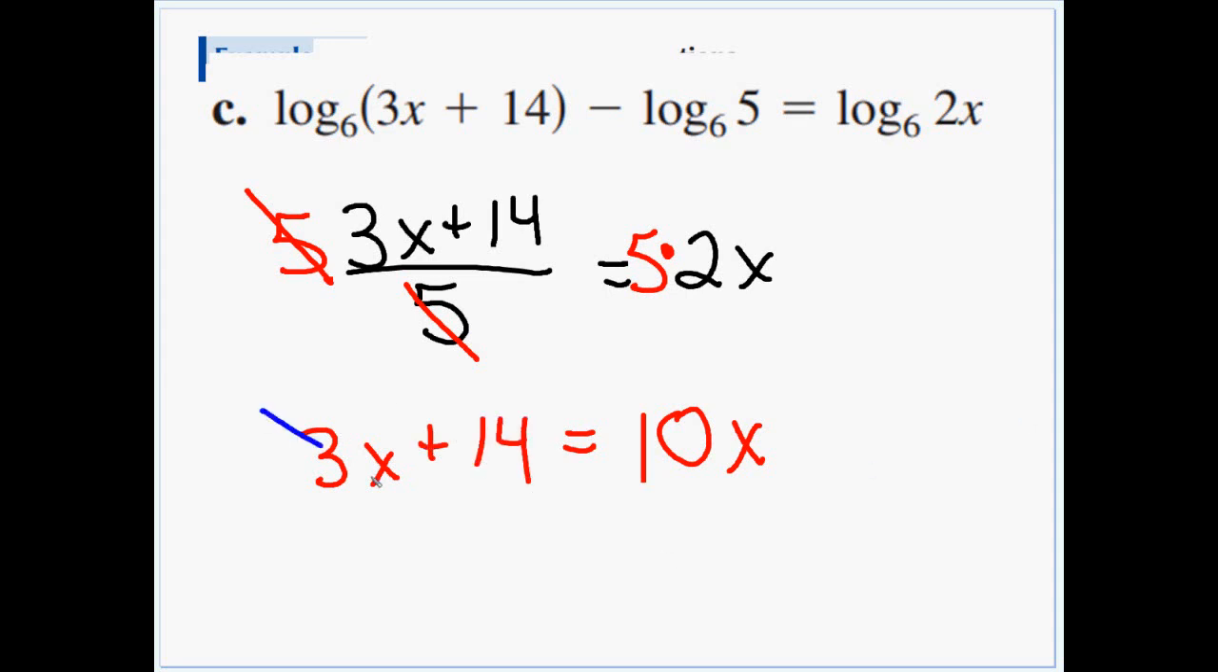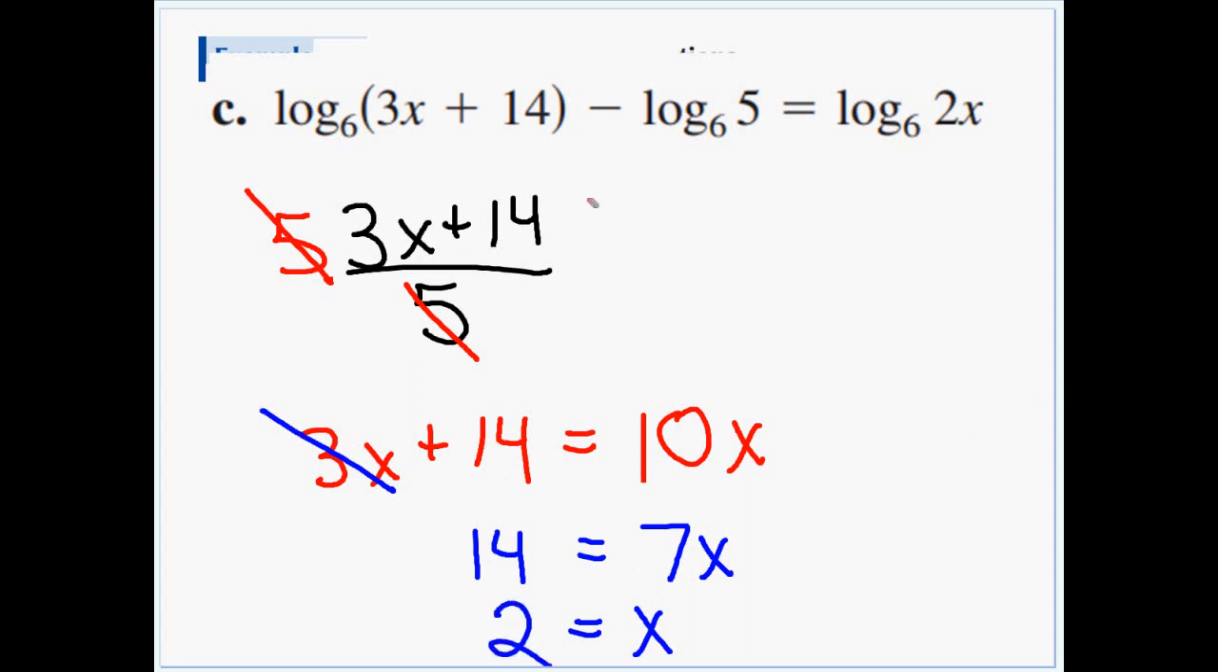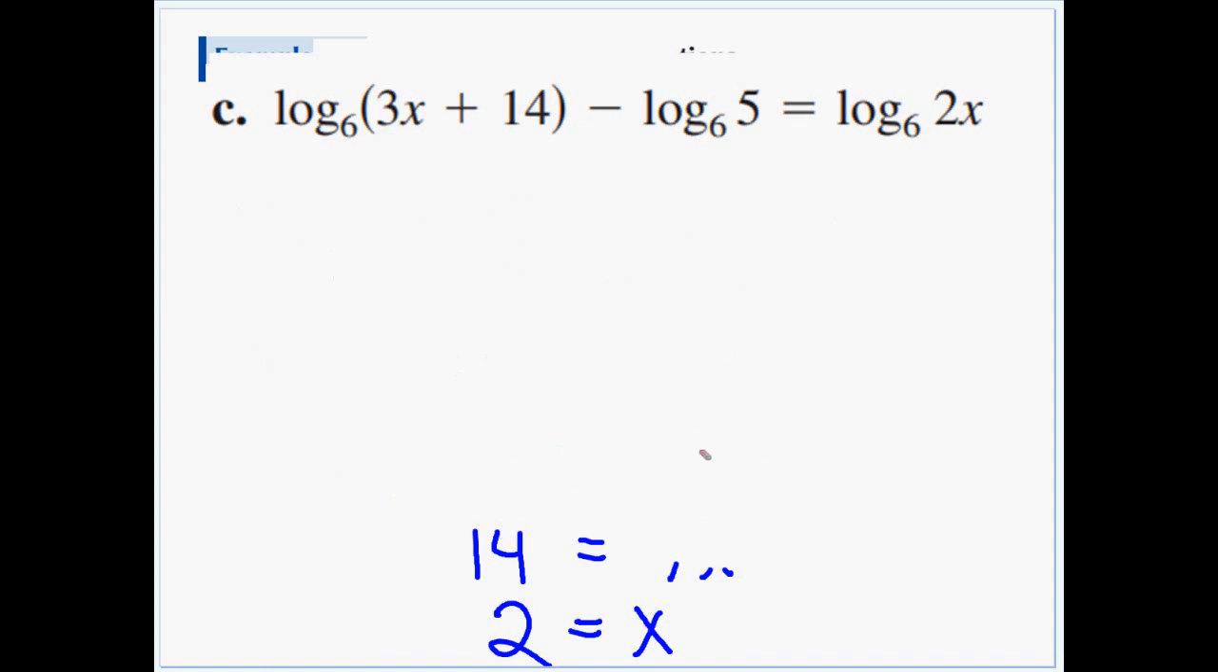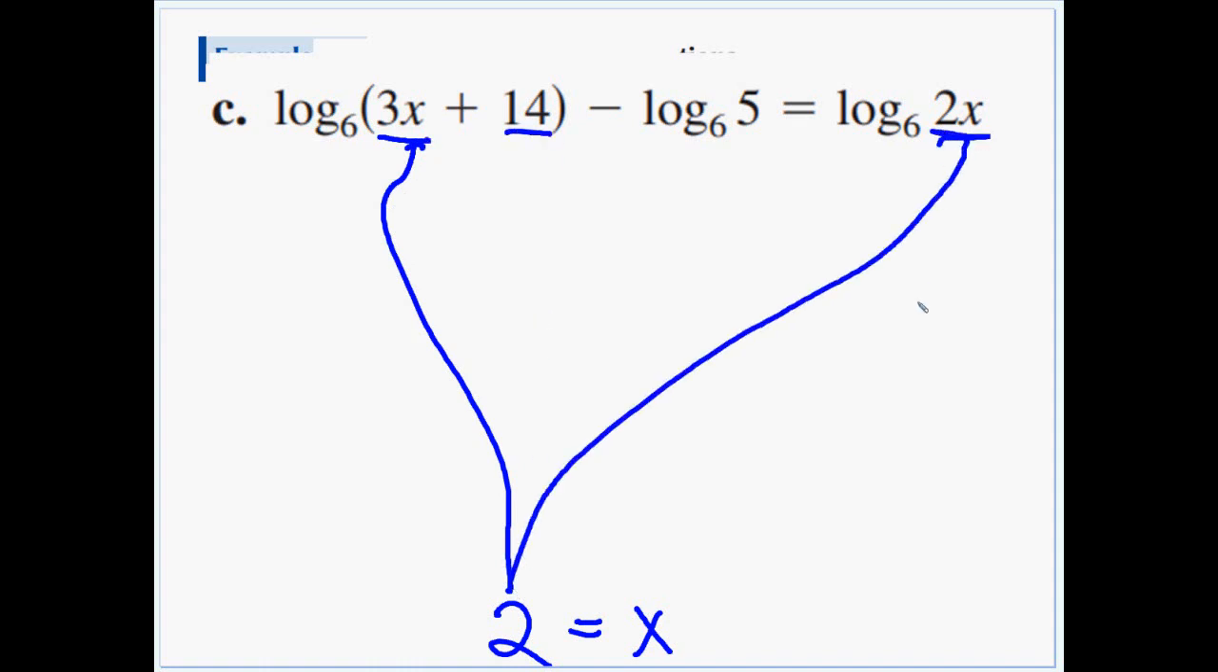Let's subtract 3x from each side. 10x minus 3x is 7x. That's equal to 14. And if we divide both sides by 7, we'll get x equals 2. Now, we shouldn't have to worry about an extraneous solution on this procedure, but just to get into that habit, let's do a quick check. Plug in a 2. 3 times 2 is 6, plus 14 is positive. 2 times this 2 is 4, that's positive, and here we have nothing to worry about. We're just logging a 5. So no extraneous answers, no bad things are going to happen there.